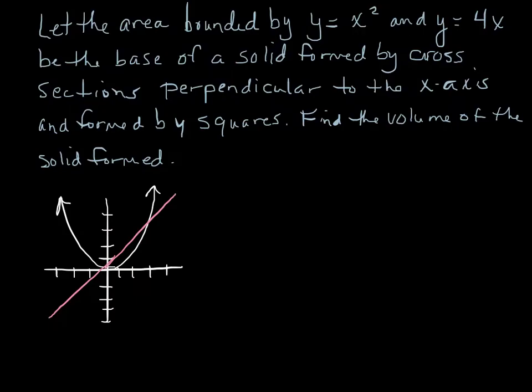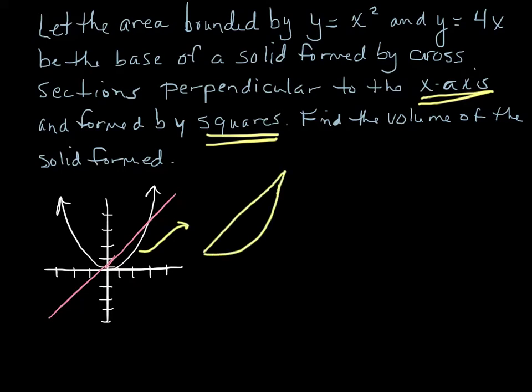Alright, let's start with a fairly easy one. Let the area bounded by y equals x squared and y equals 4x be the base of a solid formed by cross sections perpendicular to the x-axis. Notice they tell you what you're perpendicular to, and formed by using squares. And what we want to do is find the volume of that solid. So here's what we're taking. We're taking this area here. So let's enlarge that.